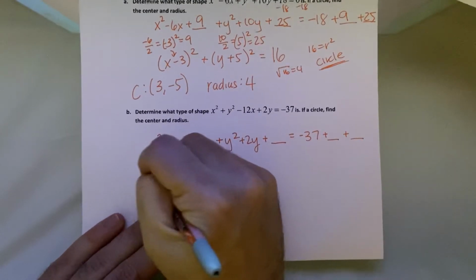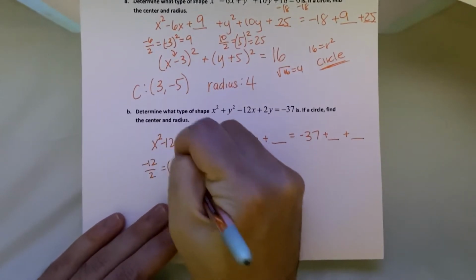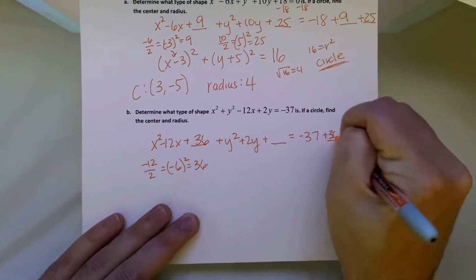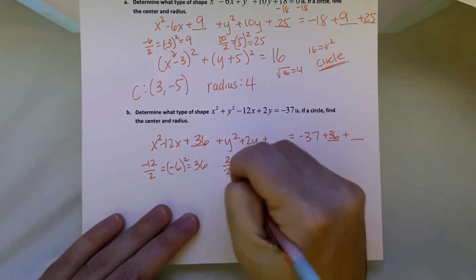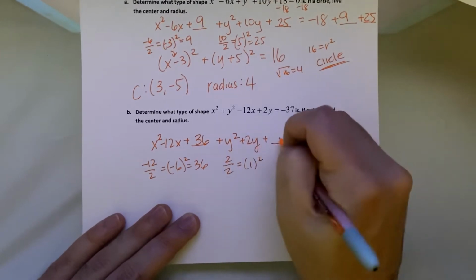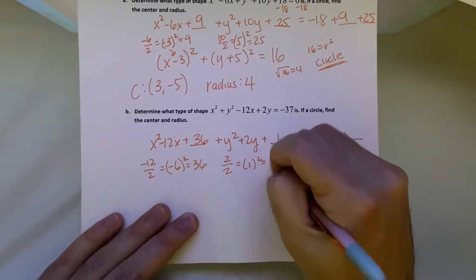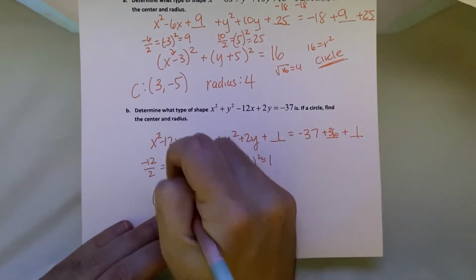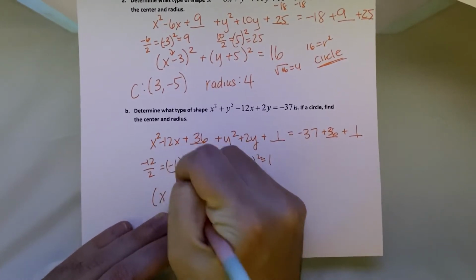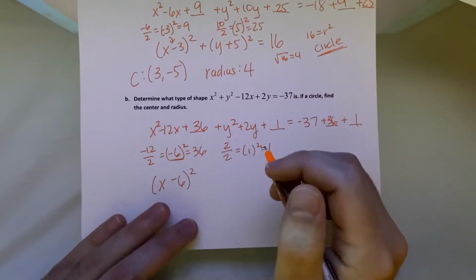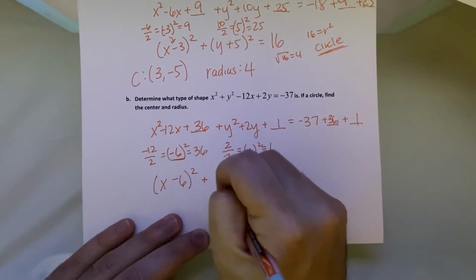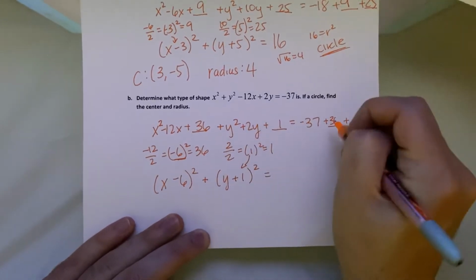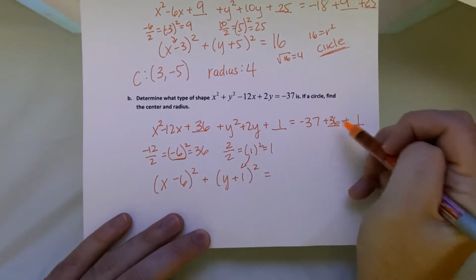Negative 12 over 2 is negative 6, squared, 36. 2 over 2 is 1, squared, is 1. So over here, again, it's x, and that negative 6 we just found by cutting in half goes in here, squared. For the y, it's y plus 1 squared. Right side, negative 37 plus 36 plus 1.